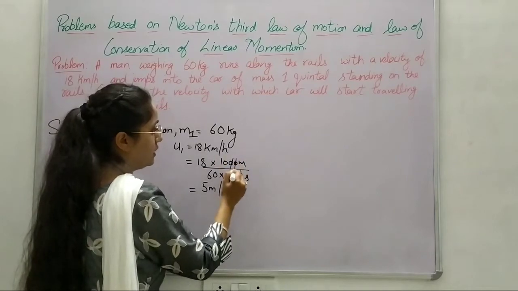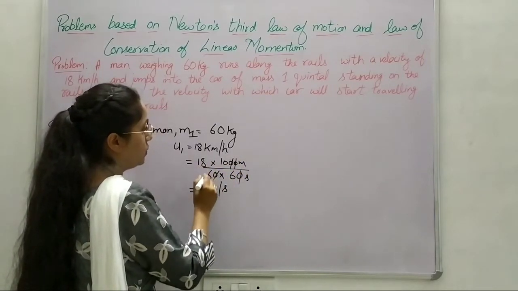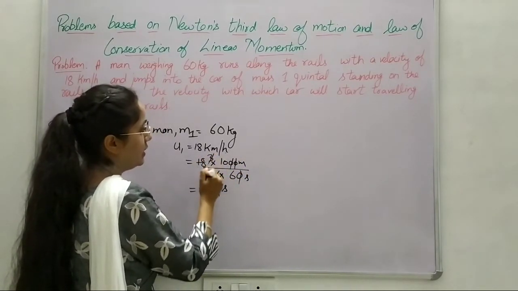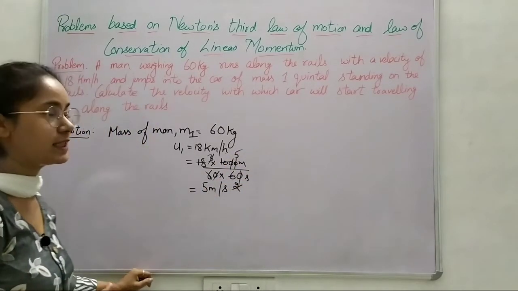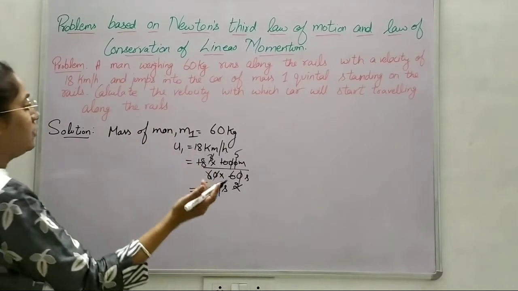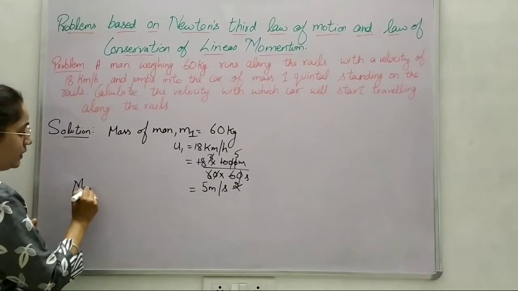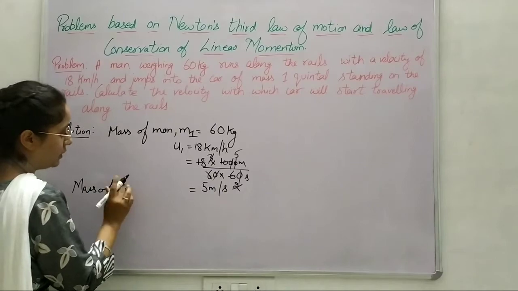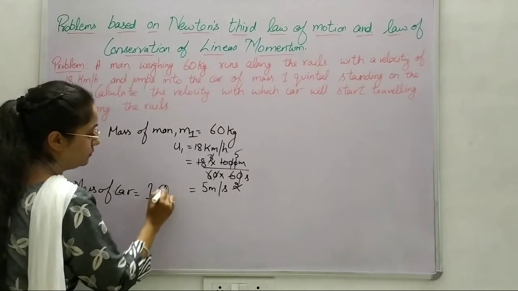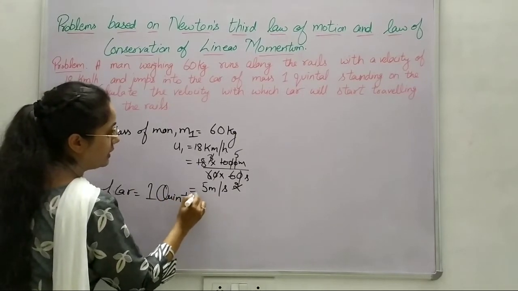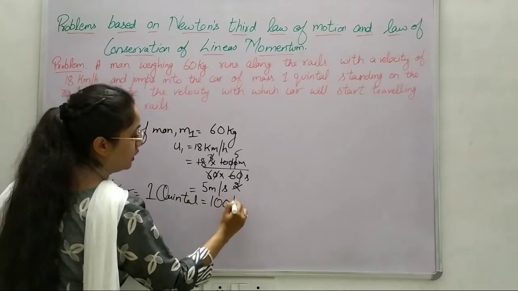This one goes with this one goes with this one. Now 6 3s are 18, 3 2s are 6, 2 5s are 10. So here you get 5 meter per second. Now for the next we have mass of car. Now the mass of car is in quintal. 1 quintal is equal to 100 kilogram.